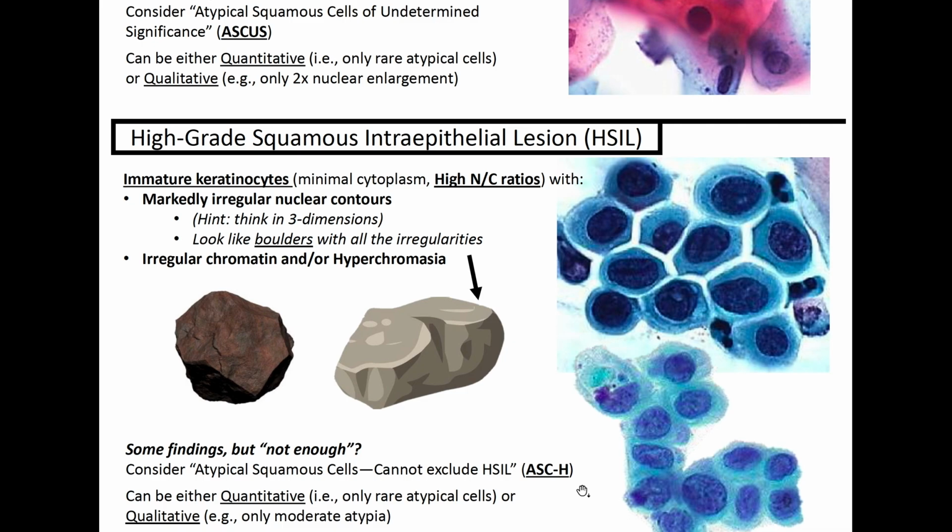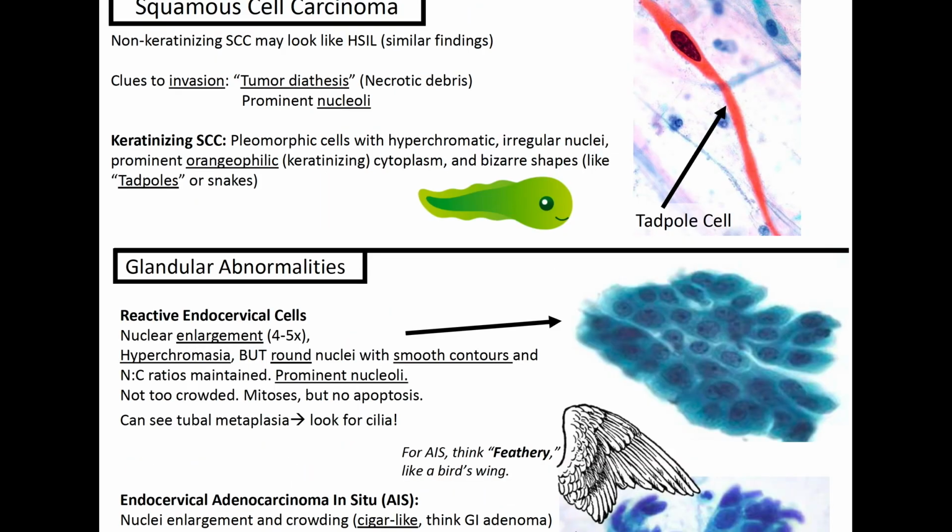And again, let's say you have some findings but not quite enough. You're going to want to consider the category of ASC-H, or atypical squamous cells, cannot exclude HSIL. And again, that's going to be a quantitative and a qualitative assessment. And really what we're trying to do is just get the best diagnosis for our patients and get them the best management. That's ultimately what our job is.